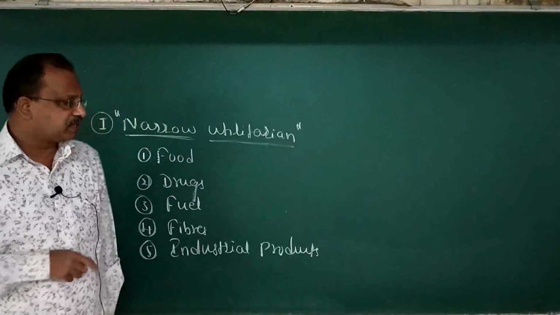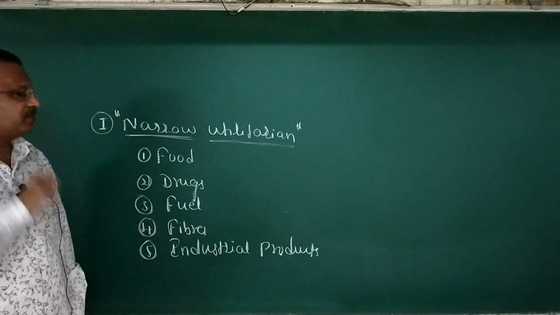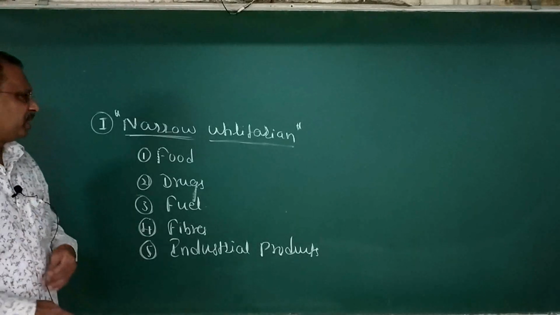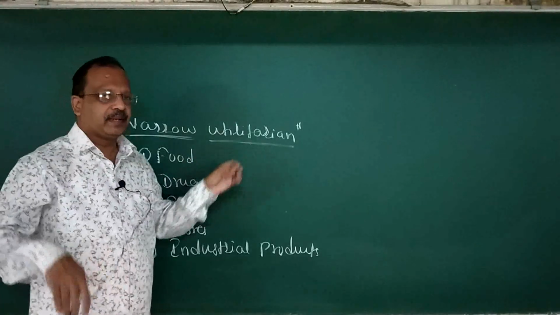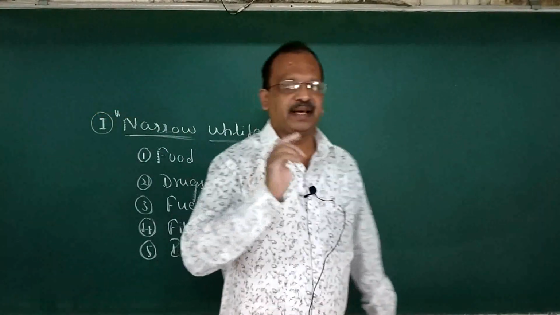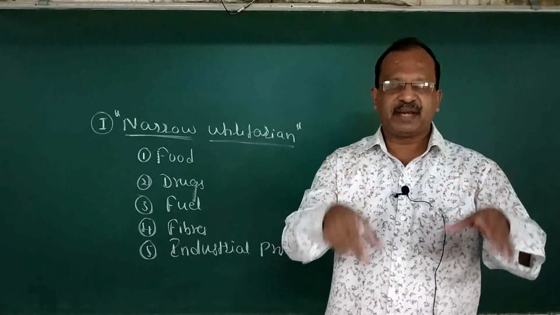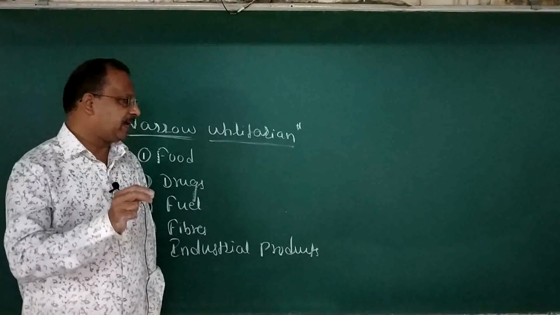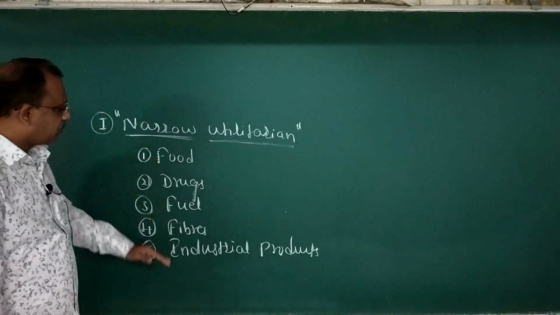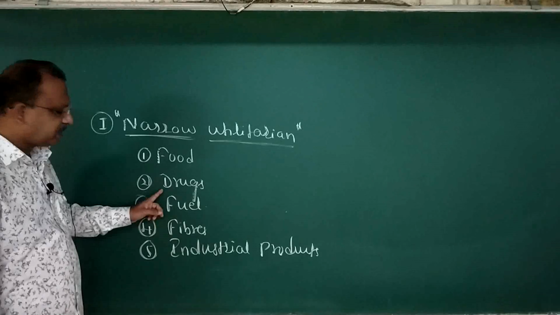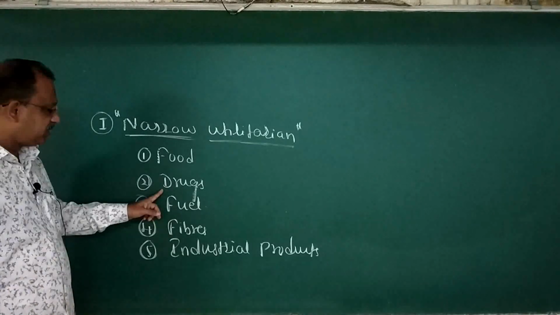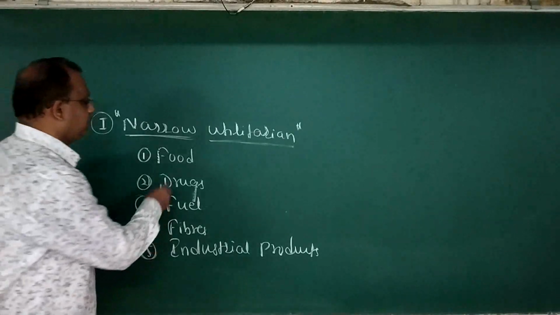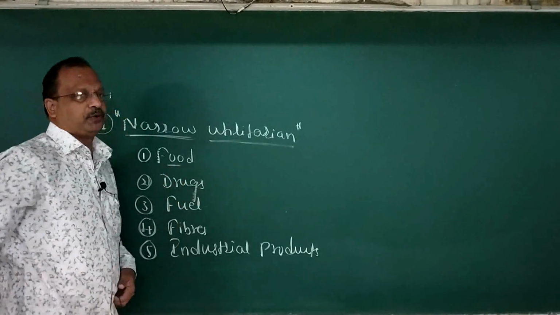Benefits of biodiversity or ecosystem services are broadly divided into two main types: narrow utilitarian and broad utilitarian. Narrow utilitarian is nothing but direct benefits. Under that you are going to study food, drugs, or you can call them medicines, fuel, fibers and industrial products. Now first look over food.